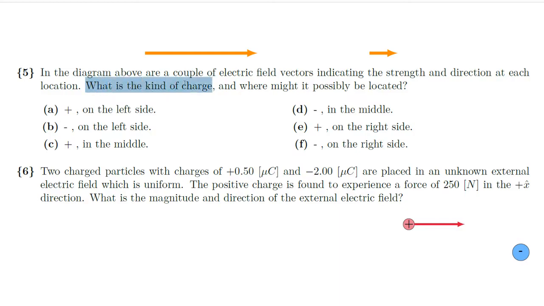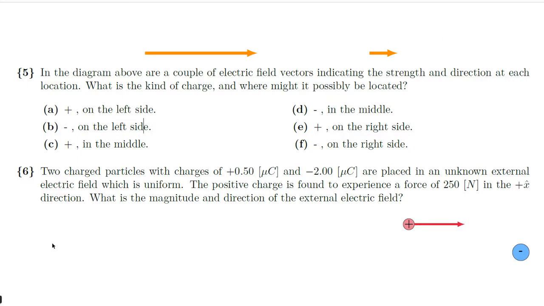What is the kind of charge? Okay, so these electric fields have to be created by a particular kind of charge. You have to answer what is the kind of charge that is creating those electric fields, and where might it possibly be located. So you'll see all of your options include pluses and minuses for the kind of charge, and 3 different regions. The left side, which is over here, the middle, which is somewhere over here, and the right over here.